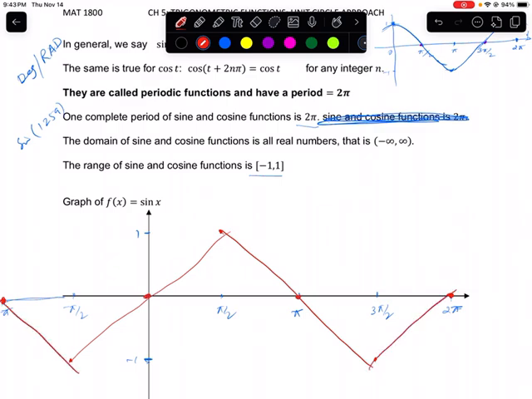Don't do this. This is not the graph of sine. This will be wrong. This will be marked wrong. You should have it more curved. So this is the minimum point, so it should go like this from here.